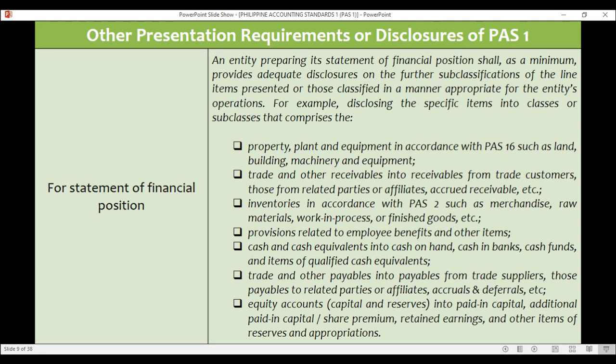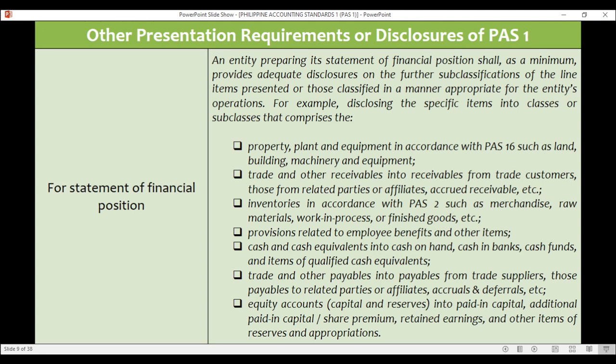So, other presentation requirements or disclosures of PAS 1. For statement of financial position, sabi dyan, an entity preparing its statement of financial position as a minimum should provide adequate disclosures on the further subclassification of line items. As a minimum, property, plant, and equipment shall be subclassified in accordance with PAS 16, if necessary, such as land, building, machinery, and equipment. Usually, this subclassification is being disclosed in the notes to financial statements. If the one-line item, property, plant, and equipment, is already presented in the statement of financial position, the subclassification should be presented and disclosed in the notes to financial statements.